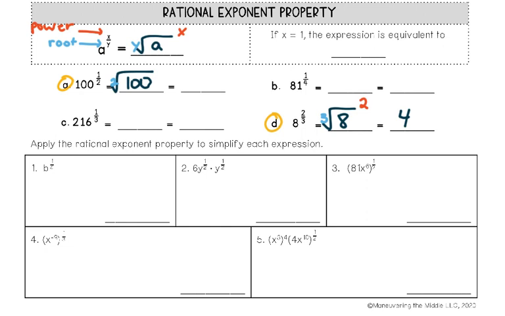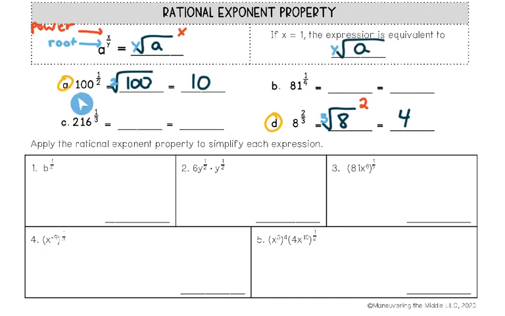Now we need to take this to the power of 1, because it's always going to be a fraction that tells you the power over the root. The power in this case is 1. So if you didn't write that 1, does it change the answer? No, it doesn't. Either way, you're taking the square root of 100, which is 10.